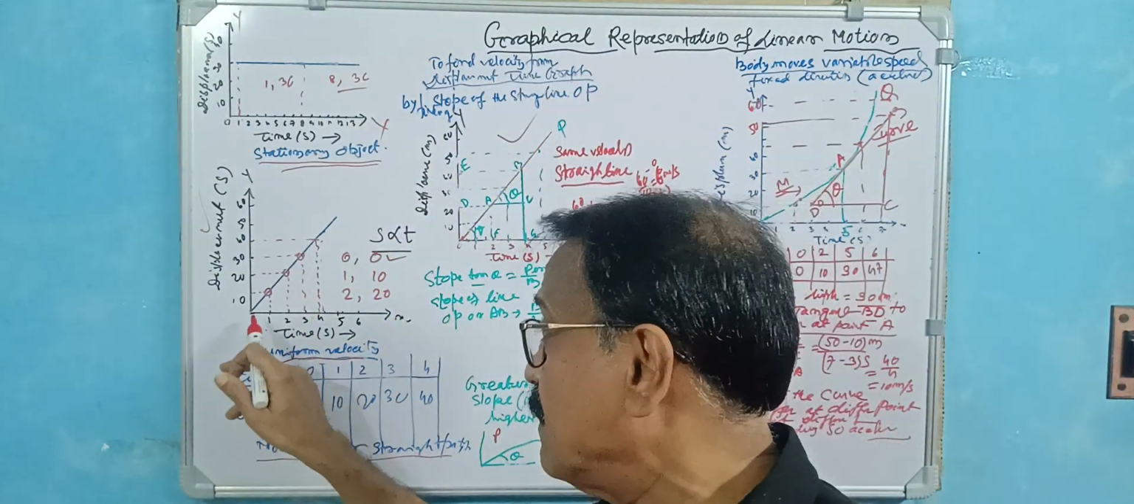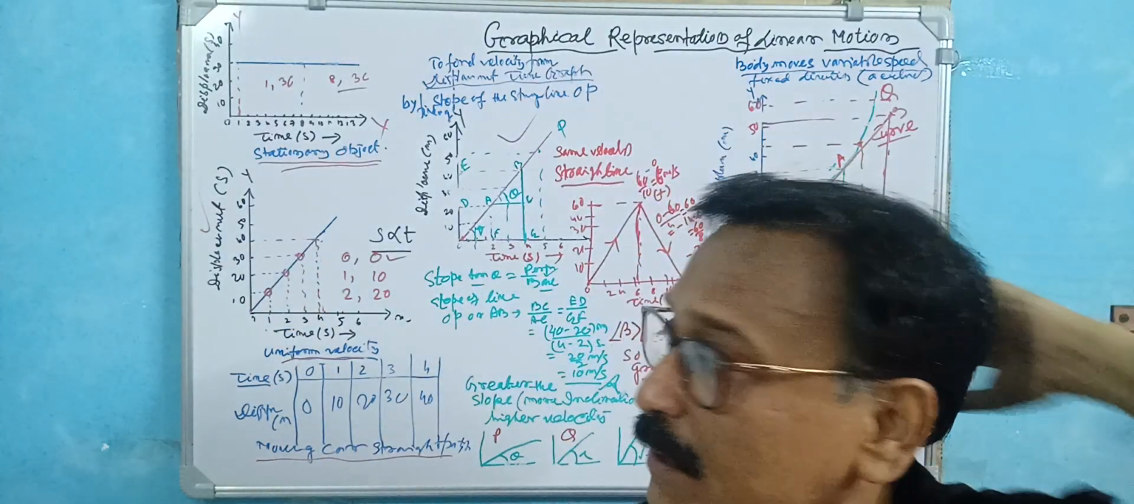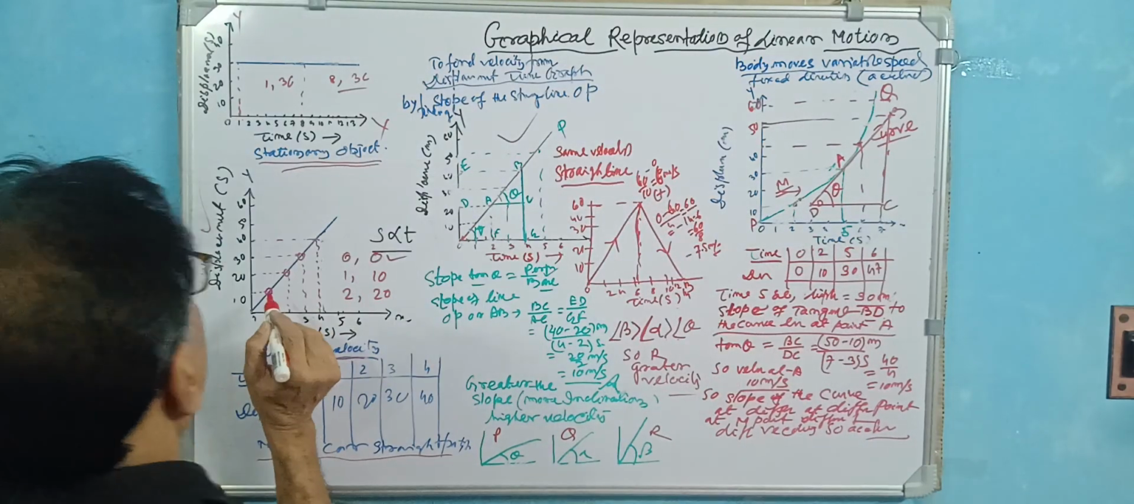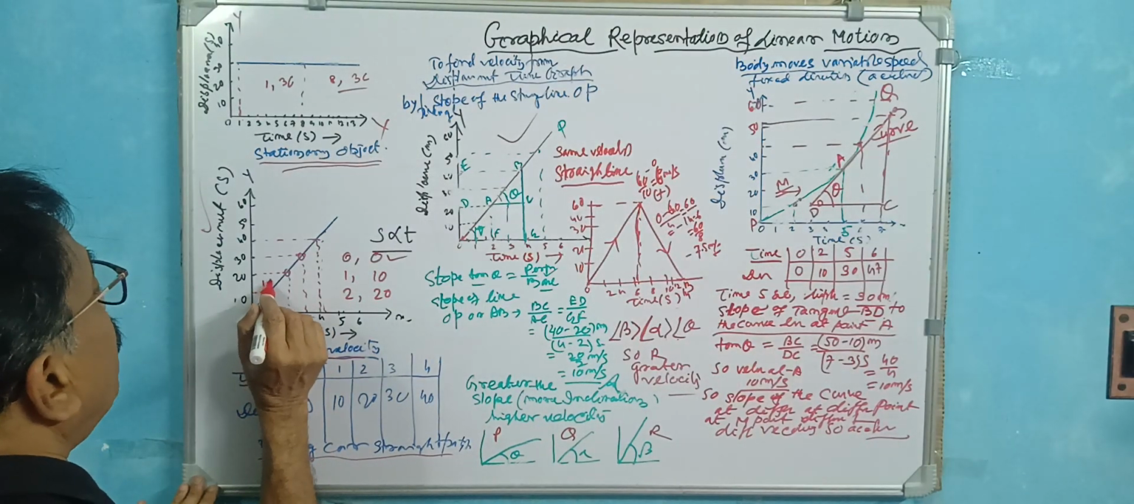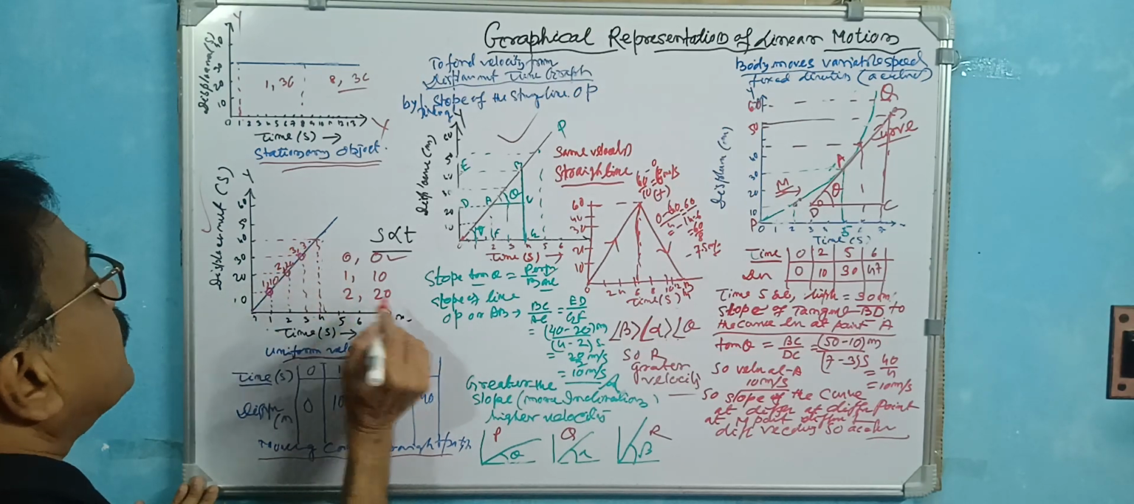The graph represents this point. That means the idea of the coordinate is very important. So what is the position? This position is 1, 10. This is 2, 20. This is 3, 30. X-axis, y-axis. Okay.